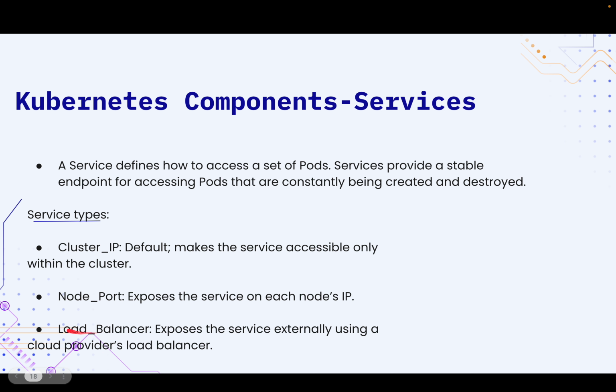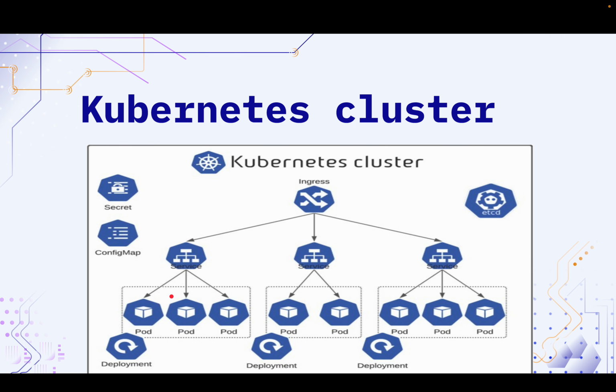So whenever we create a service with the type load balancer, it's going to connect to the cloud provided load balancer, and then we can make requests to the load balancer API, which is going to communicate to the container. Okay, that is it. Now, this is a Kubernetes cluster basically.